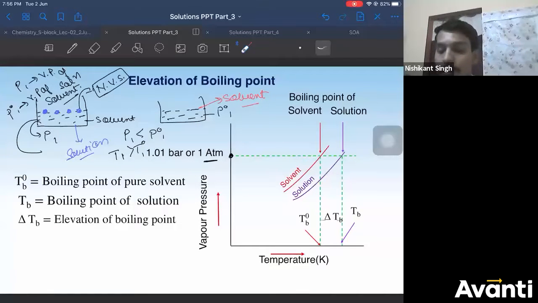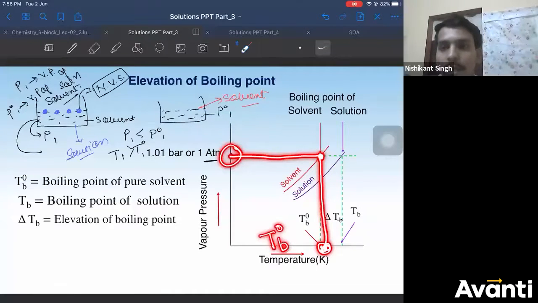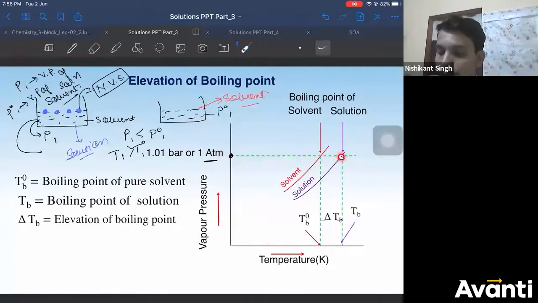Now, what I'm saying here is about boiling point. What is boiling point? Please keep the definition in your mind. I'm repeating the definition, then I'll go to the graph. Boiling point is the temperature at which the vapor pressure of a liquid becomes equal to 1 atm, for any liquid. Okay? Now, for the solvent, the vapor pressure of solvent is 1 atm at this temperature. So this is the boiling point of what? Solvent.